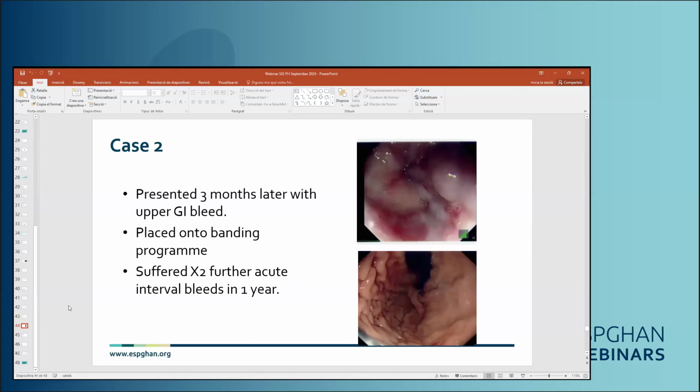This plan obviously got laid to waste because shortly after discharge, she presented with a significant upper GI bleed. As you can see, she had significant varices and contiguous varices into her stomach as well. She was placed onto a regular banding program, but over the next year, she suffered 2 breakthrough bleeds despite the prophylactic endoscopies. Next slide, please.